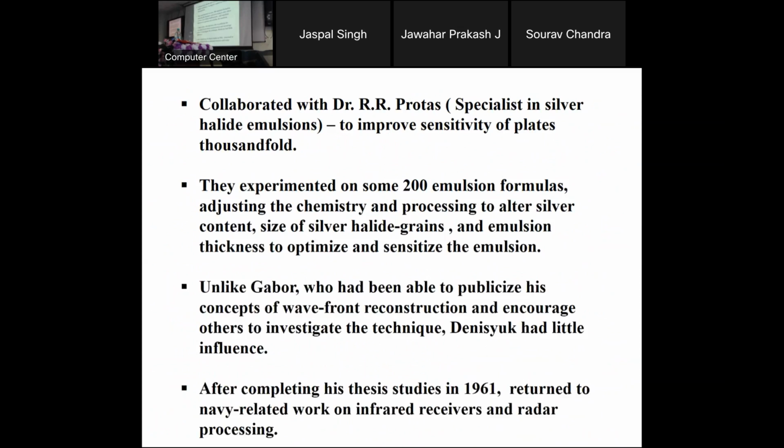He collaborated with Yefremov for developing silver halide. They experimented on some 200 immersion formulas existing in chemistry and processing to alter silver content, finding the silver halide base to optimize the sensitivity. They had been able to publicize this concept of wavefront reconstruction and encourage others to investigate the technique, but it had little influence. Publications were not encouraged. I will give you a story of how he was demotivated. He says that for publication you had to be a member of the Communist Party.